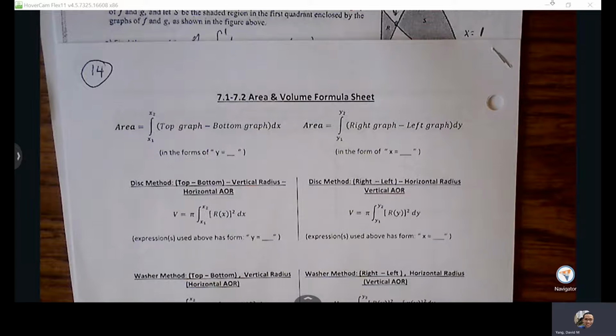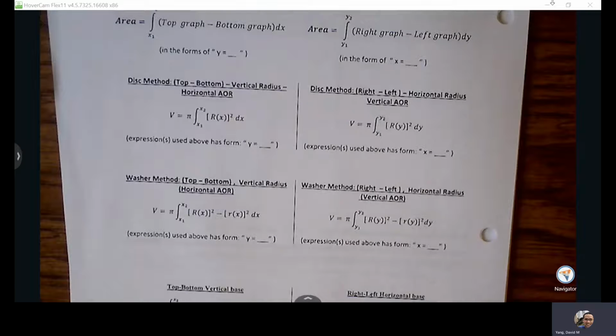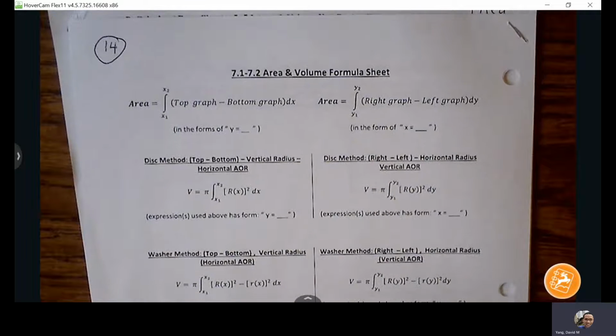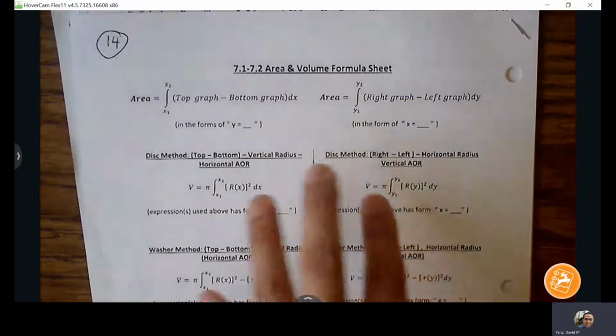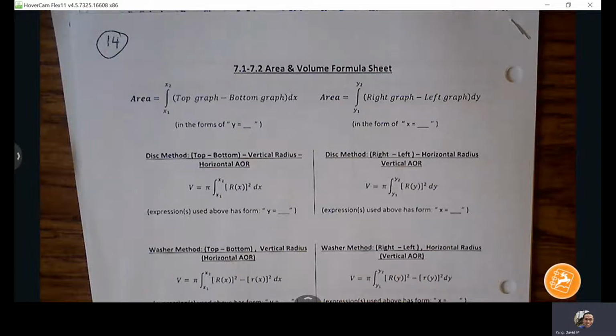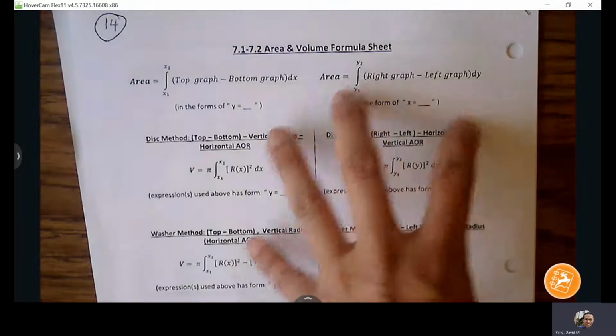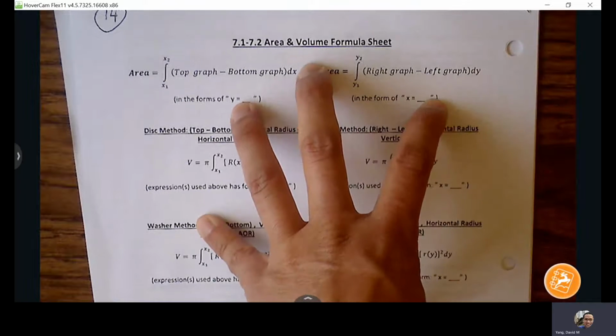In your review packet, the test is on Thursday. It'll just be over area and volume. So the topics that I covered: area, disc method, washer method, and cross section. You're responsible to know these formulas.